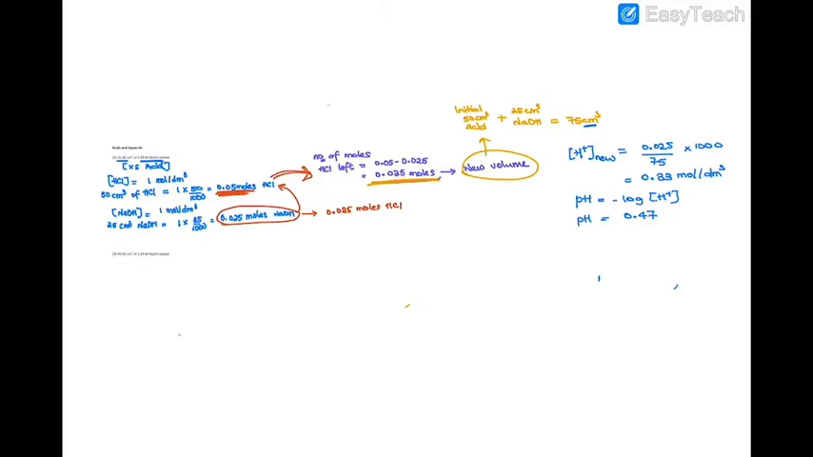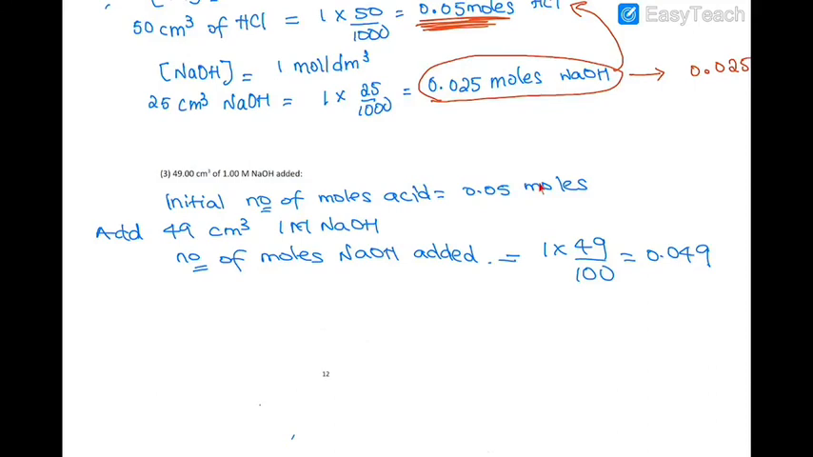Let's continue now with 49 cm³ of NaOH added. Let's calculate the pH again. Pause the video, try to calculate the pH, and then come back to see if you get the same answer. So the initial number of moles of acid is still 0.05.